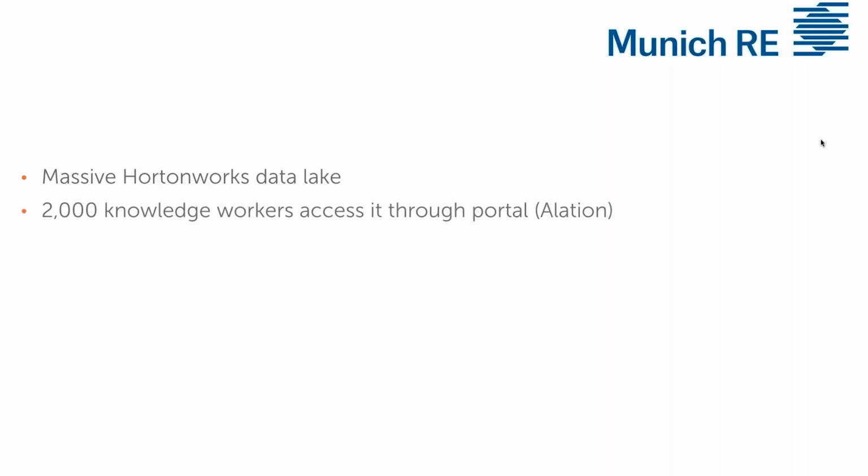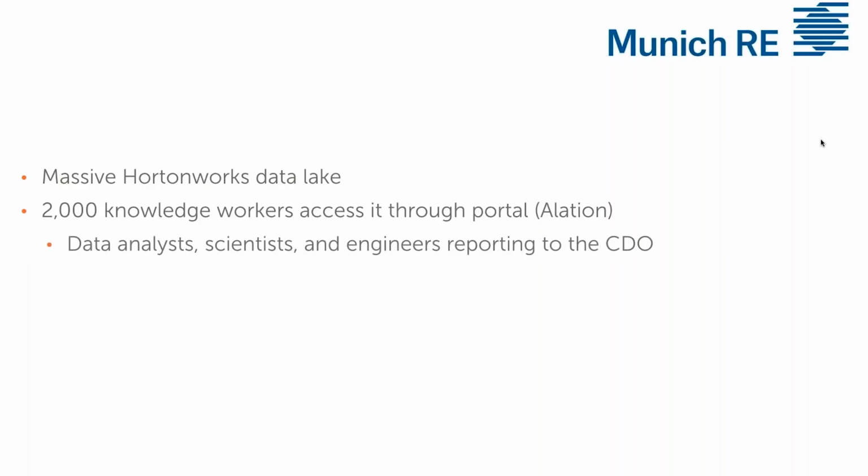Now we're leaving the Forbes article, but sticking with Munich Reinsurance, talking a little bit about what Wolfgang is describing more concretely. They've got a massive Hortonworks data lake, and about 2,000 knowledge workers access it through this data lake portal, which is actually, in their case, the Alation catalog. And it's cool that they only had a handful of folks who were able to access the lake before this, but the portal made it extremely widely applicable and usable.